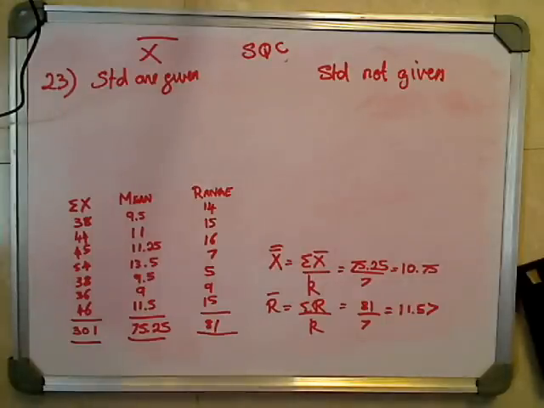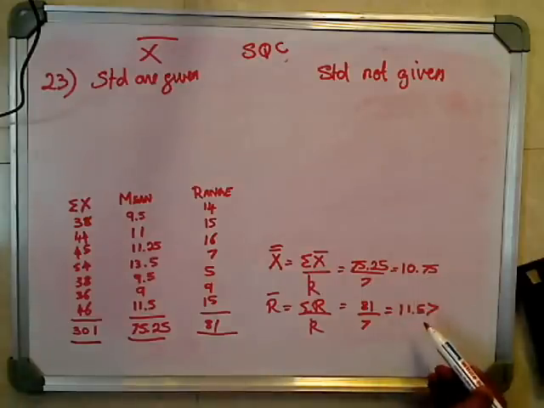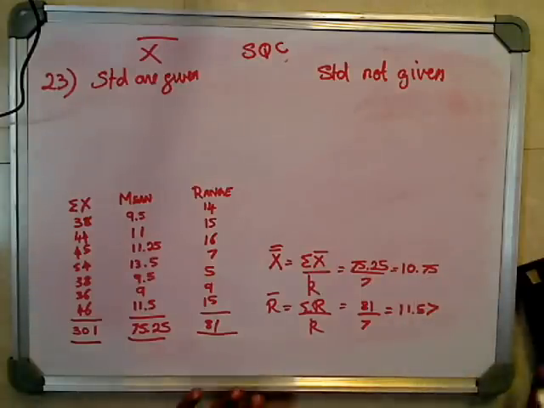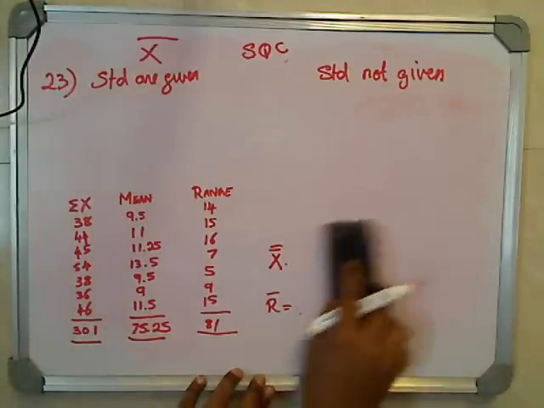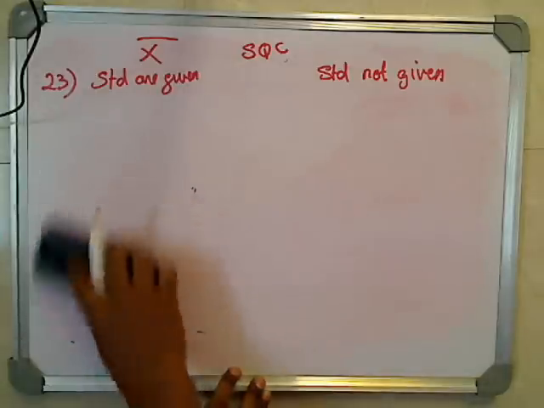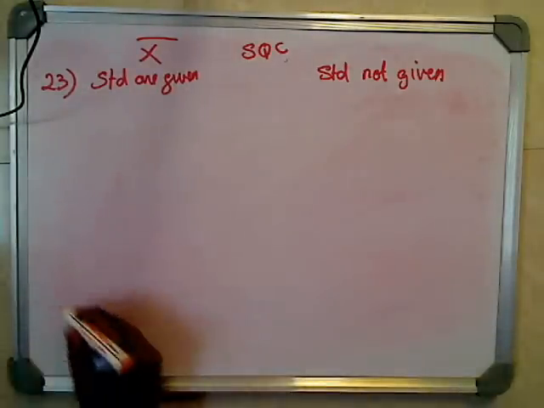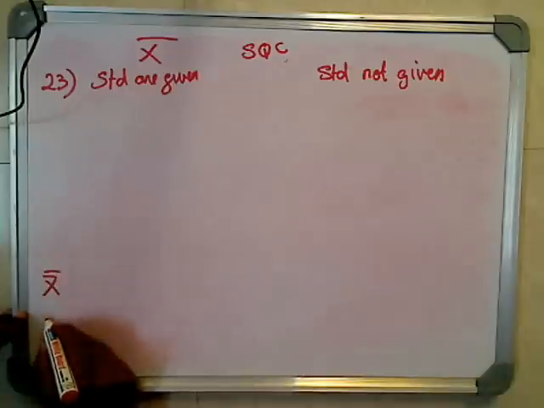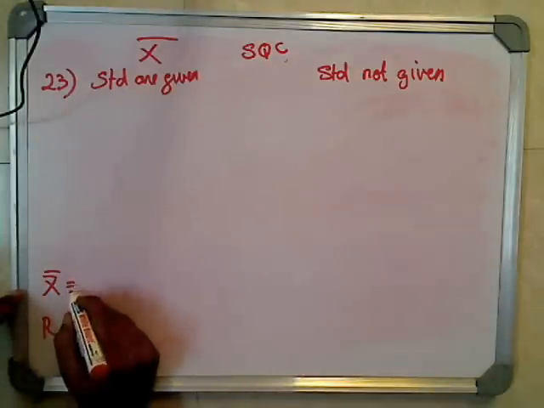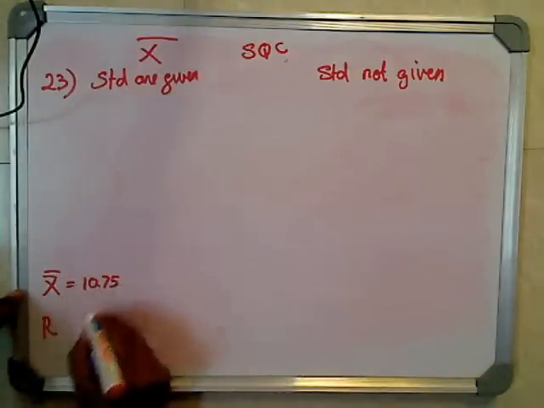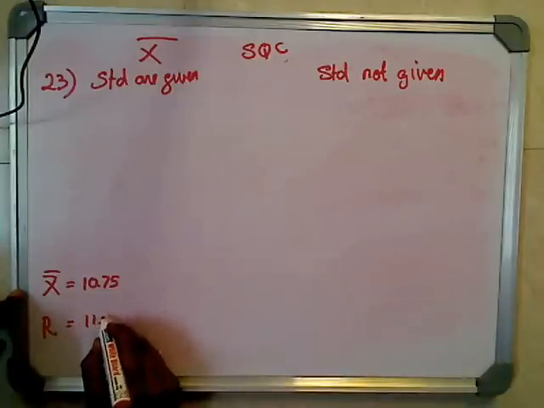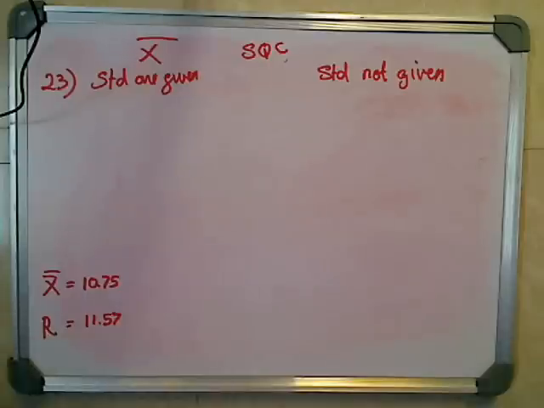Now, the values that we want for the further calculations we've been able to arrive at right away. We need 10.75 and 11.57. So let's quickly write this down in a corner. X bar and R: this is 10.75 and this happens to be 11.57.